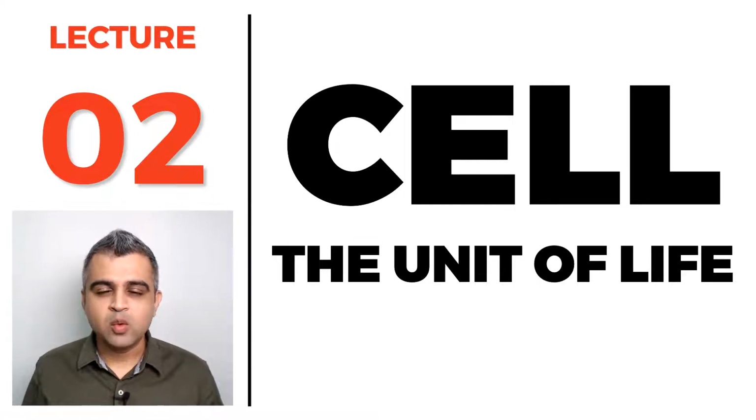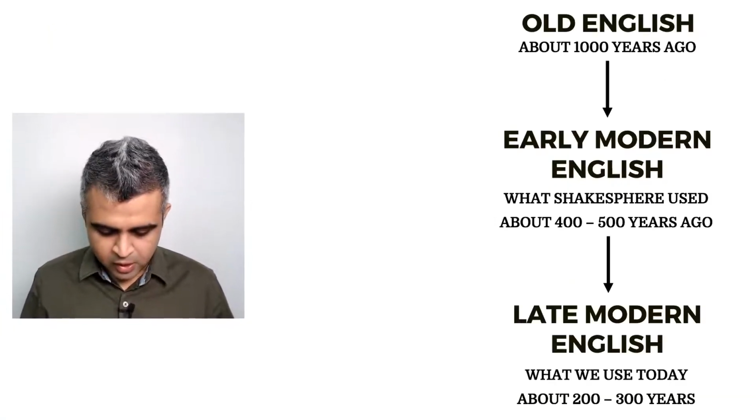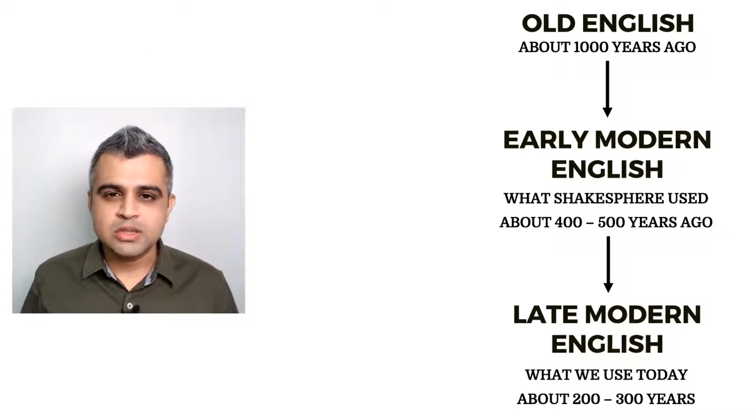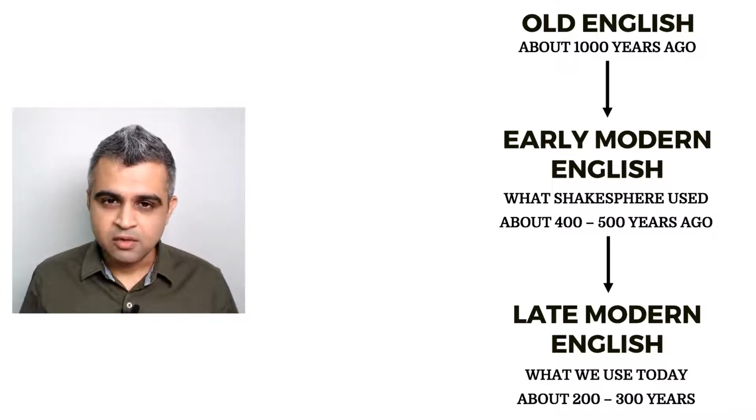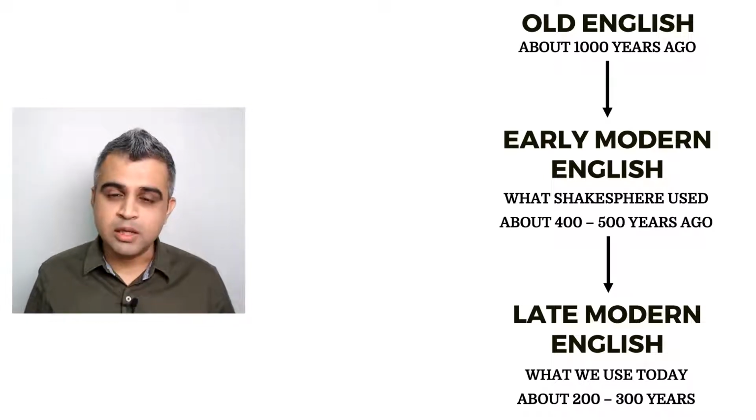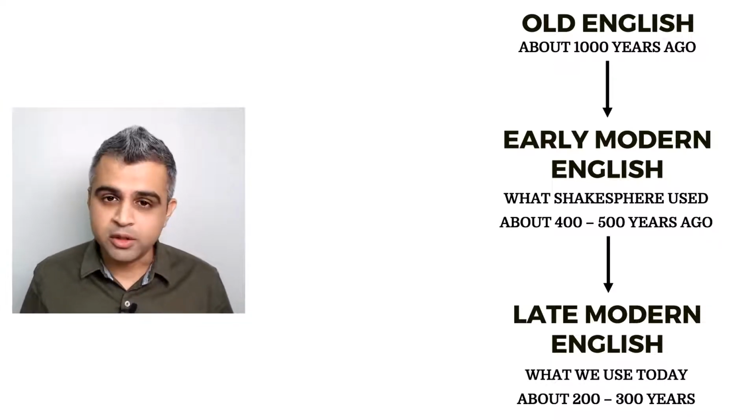So, without wasting any time, let us first talk about all the things that we discussed in the previous lecture. The first thing we saw was English, as a language of the peasant, as a language of the common people, has undergone numerous transitions in the last 1000 years.